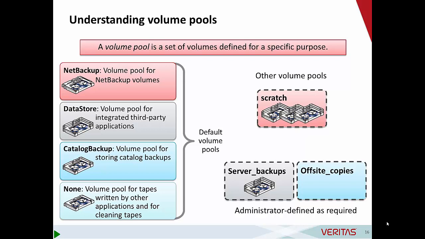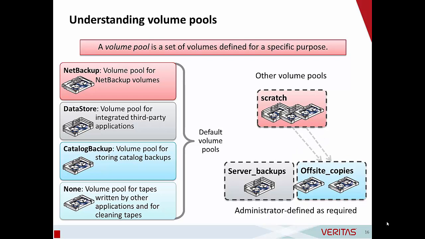And so I'll create different volume pools for different purposes. If I want my file server backups separate from my mail server backups, I'll create different volume pools for the different types of data. The use of a scratch pool is optional. The scratch pool is a reserve of tapes. If you run out of tapes in any of your other volume pools, NetBackup can automatically grab one from scratch. And that can add a lot of resilience to your environment.